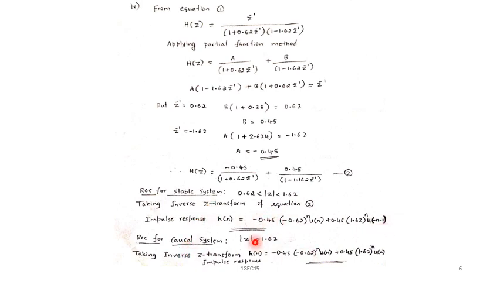So this is the impulse response for the stable system. For a causal system, we have defined the ROC as mod z greater than 1.62. Now taking the inverse Z transform of this equation, we get h of n is equal to minus 0.45 into minus 0.62 to the power n u of n plus 0.45 times 1.62 to the power n into u of n. Here both are right sided sequences because the ROC is the greater than condition, so you have to multiply with u of n. This is about the impulse response calculation from the system function, for the stable system and for the causal system.